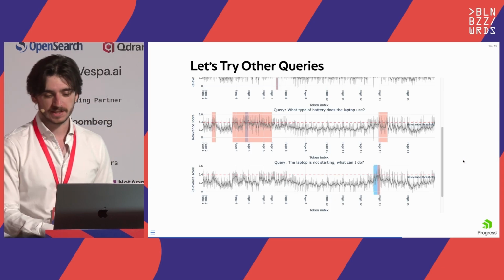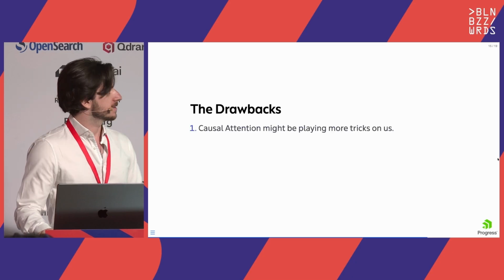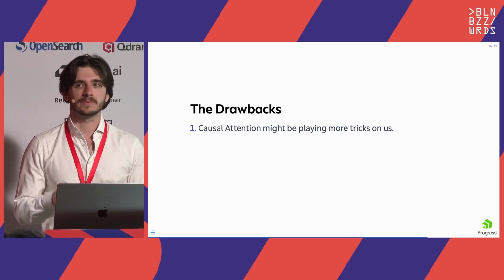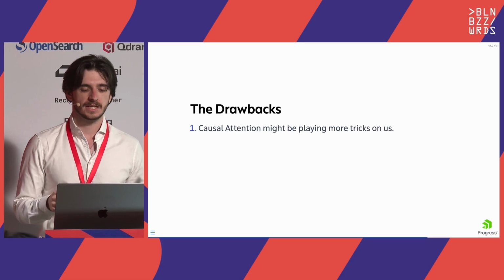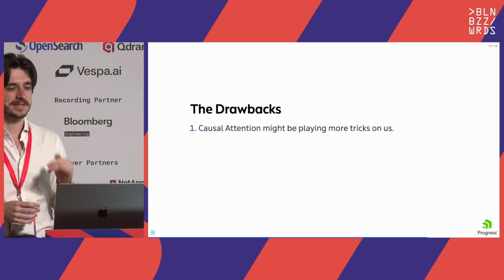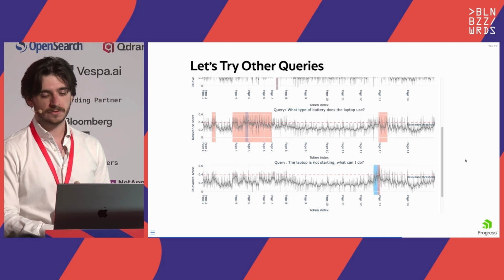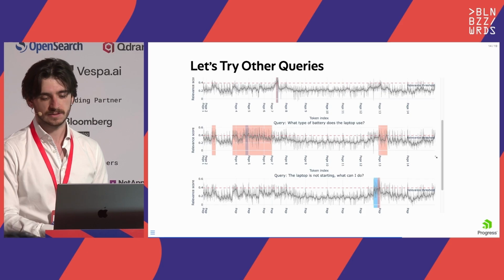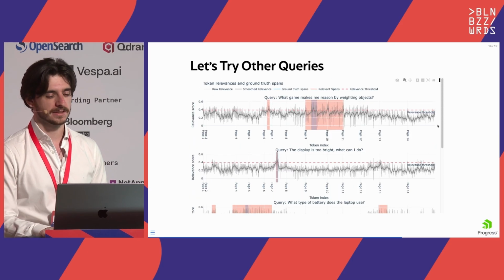But now let's move to the sad part of the presentation, the drawbacks. First up, what I talked about, this causal attention and how we might be interpreting it as encoding that relevance on the end of sentence markers, it might actually be playing more tricks on us than we think. Why? Let me show you. If you go to these relevant signals again, you'll see that all of them ramp up towards the end. Like right here, there's a ramp up, and here as well. They all go up towards the end.